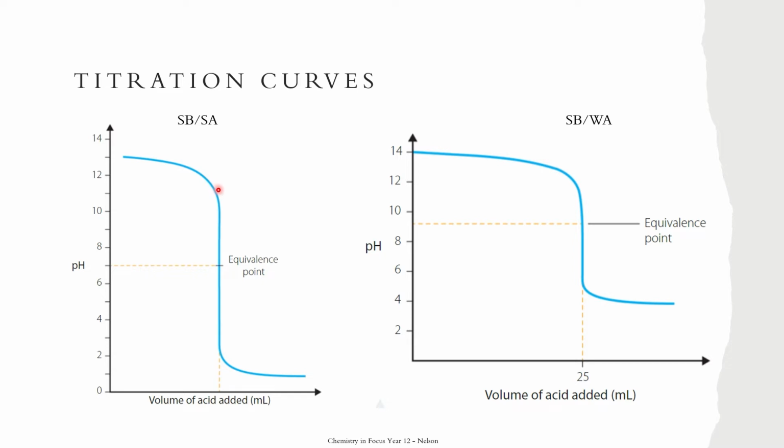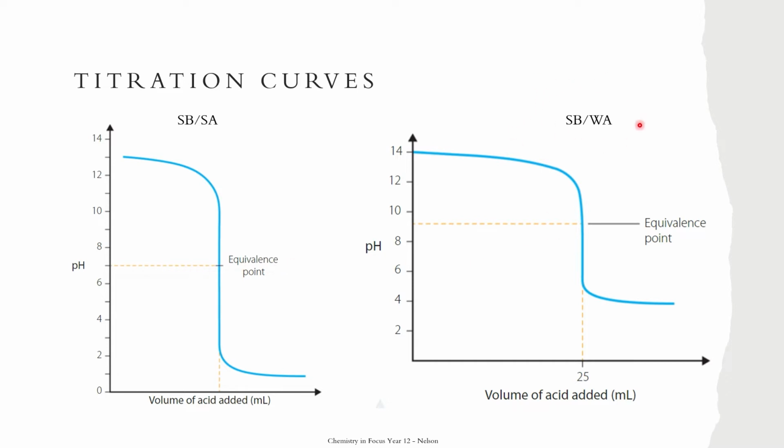Once we hit a point where there isn't really an excess of base anymore, we see a drastic pH change. The equivalence point is in the middle of this sort of turning point or change. And very quickly, once all the base is consumed, we end up having an excess of acid, which makes the pH level plummet. Note that when we have a strong base and a strong acid, the equivalence point hits roughly in the middle, where our pH value is 7.